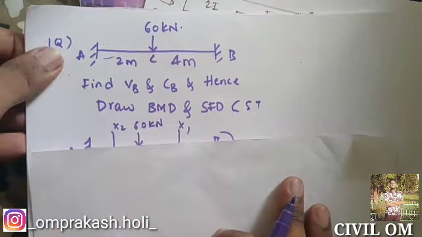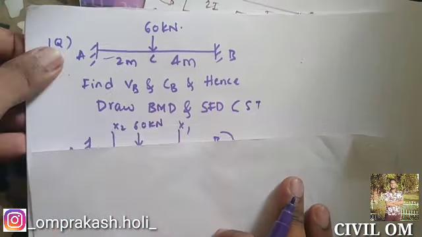And we have considered ∂U/∂VB = 0. This implies 1/EI ∫ from 0 to L of M · ∂M/∂VB dx = 0. So we have considered two portions, x1 and x2. This is x and this is also x.